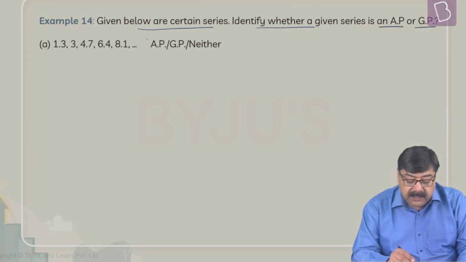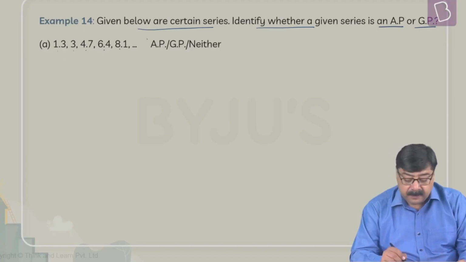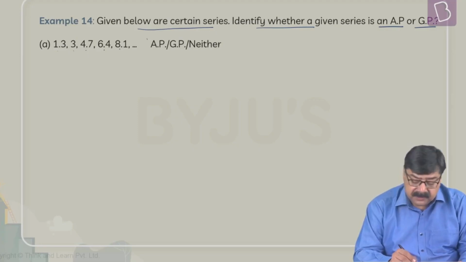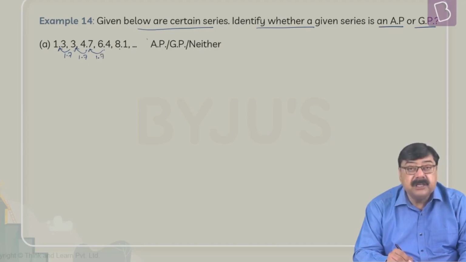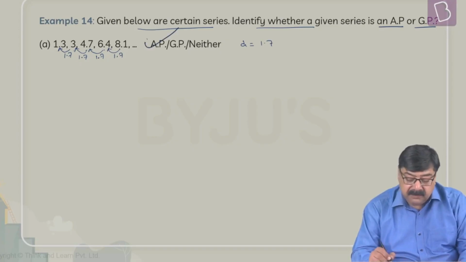Now, given below are certain series, identify whether a given series is an AP or a GP. Now, 1.3, 3, 4.7, 6.4, 8.1. Now, what is it? An arithmetic progression or a geometric progression, or neither of these? Well, let's take the difference. 3 and 1.3, the difference is 1.7. 4.7 and 3, the difference is 1.7. 6.4 and 4.7, the difference is 1.7. 8.1 and 6.4, the difference is 1.7. So here, the difference is 1.7, the common difference. So this happens to be an arithmetic progression.